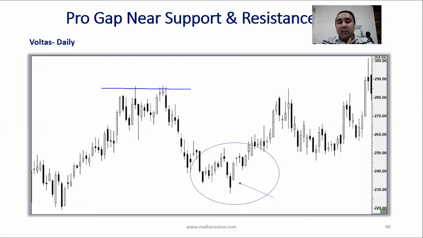Now, first, if I see a Pro Gap, what will I do? If I see a Pro Gap on the upside, then I'm going to cover my short if I'm short. And when do I cover my short? First minute, 9:16. Most people, when they see a Pro Gap, they are first of all in shock.